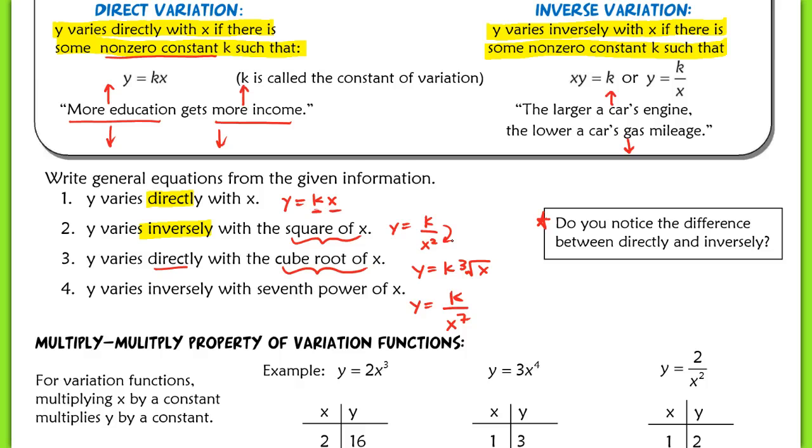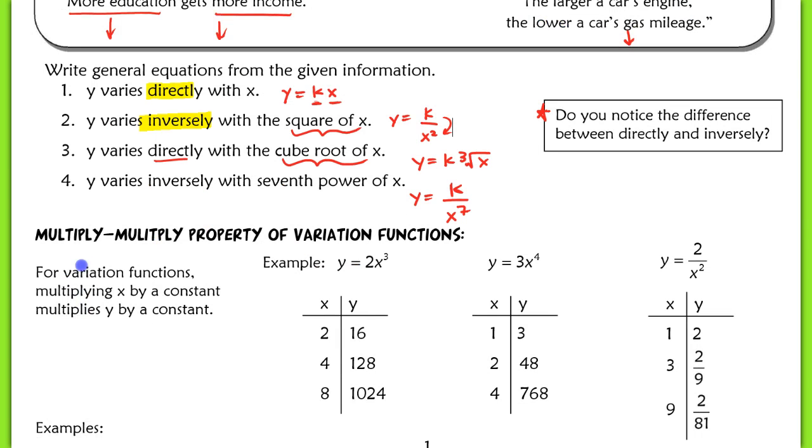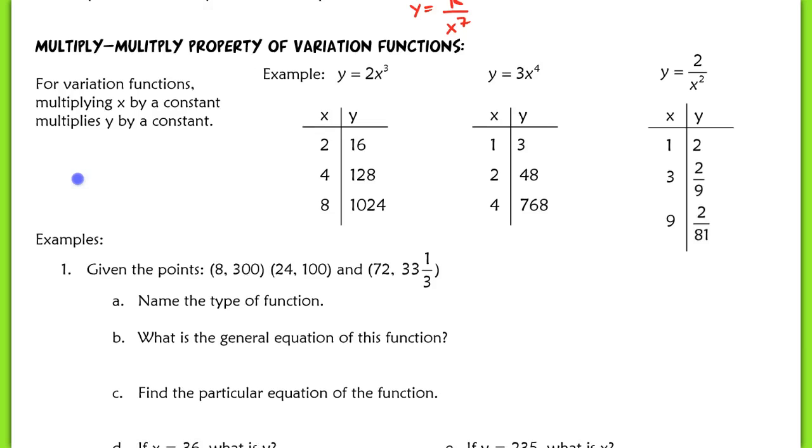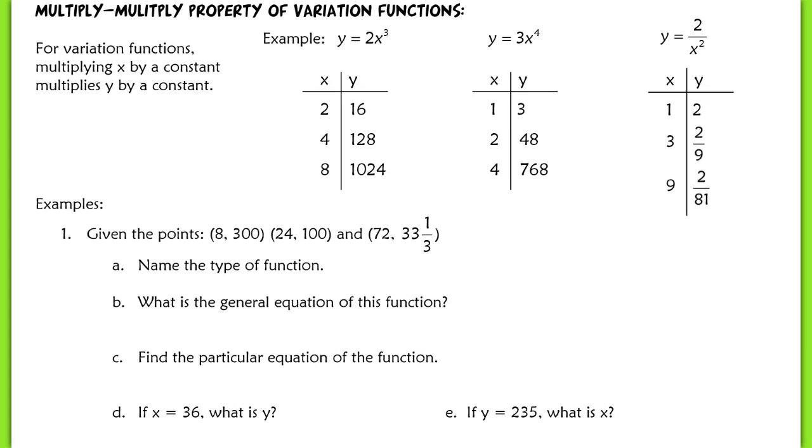Now we're going to look at some different tables so you can see some examples of direct and inverse variation functions. We have something called the multiply-multiply property of variation functions. In words, it says that for any variation function, whether it's direct or inverse, when you multiply x by a constant, that's going to multiply y by a constant as well. Let's take a look at this first example, which is a direct variation function.